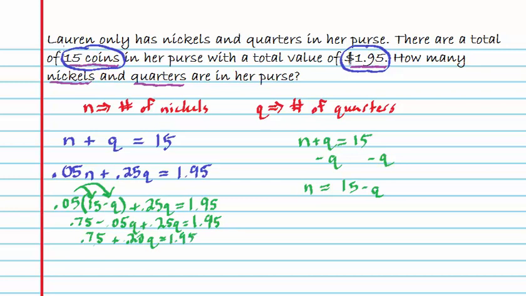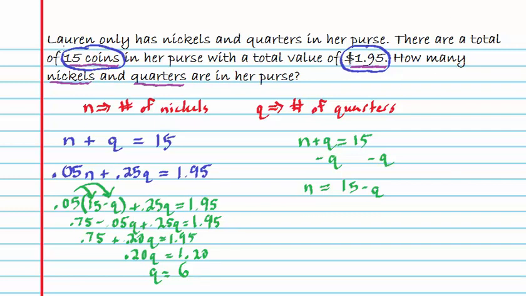So I need to subtract 0.75 from both sides. And when I subtract 0.75, I'm going to have 0.20q left on the left side, and on the right side, I will have 1.20. So my final step is to divide both sides by 0.20, and q is going to equal 6. So that means I have 6 quarters, right?